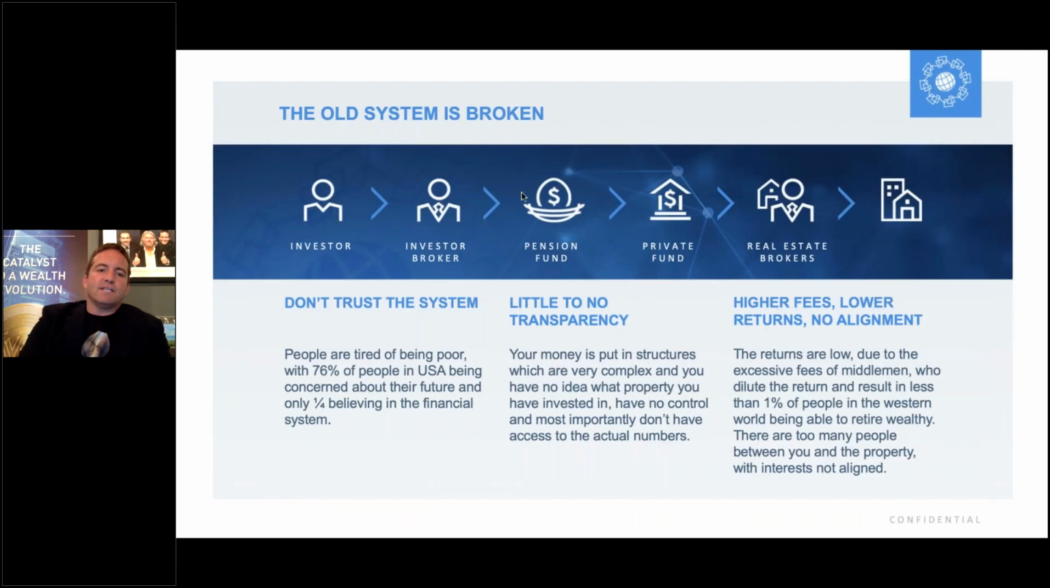And the problem is that the current system has me, the investor, or you, the investor, and it has the investment over there. And there are actually 16 different middlemen on average between you or me, the investor, and our investment. There's no trust in the system. There's no transparency. And because of the high fees, low returns, there's very little alignment. We decided this was broken. We decided this had to change.